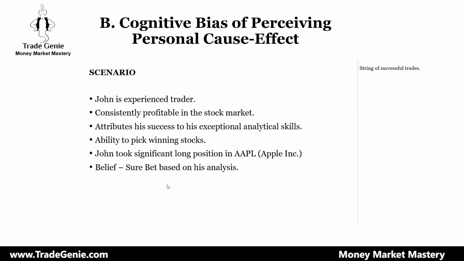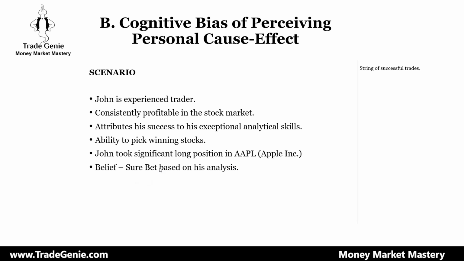So I'll give you another example, of John. John is an experienced trader. He's consistently profitable in the stock market. He attributes his success to his exceptional analytical skills and the ability to pick winning stocks. So he has a string of winner trades, one after the other, on the long side and on the short side. Based on all that, and his complex cause and effect, he took a significant long position in Apple. So he traded Tesla, he traded Meta, and now he's trading Apple. He believed it was a sure bet based on his analysis.